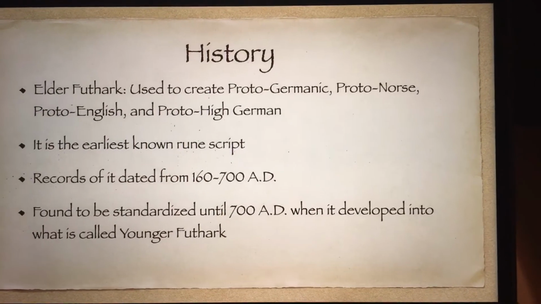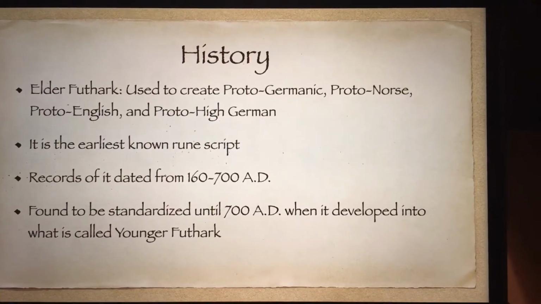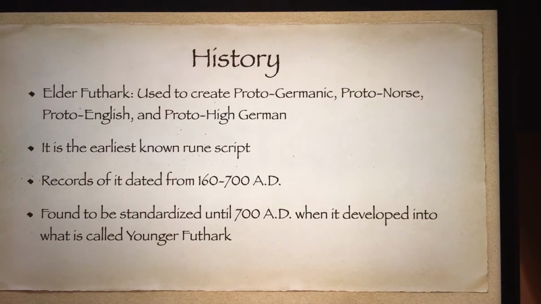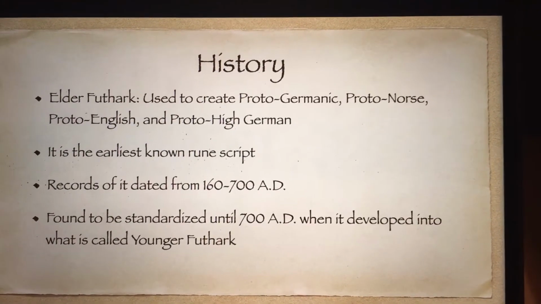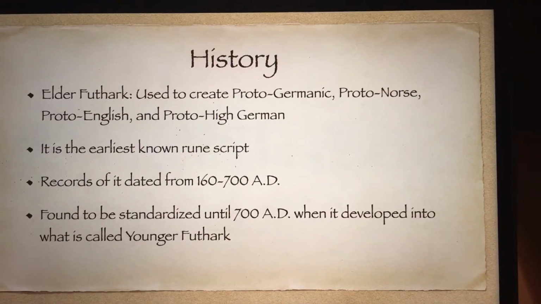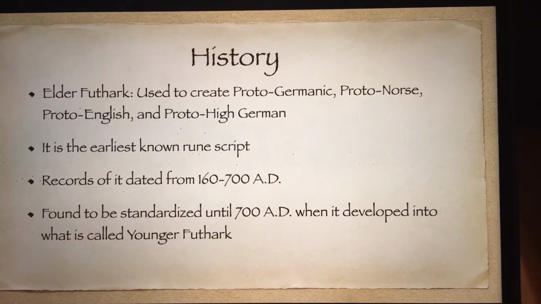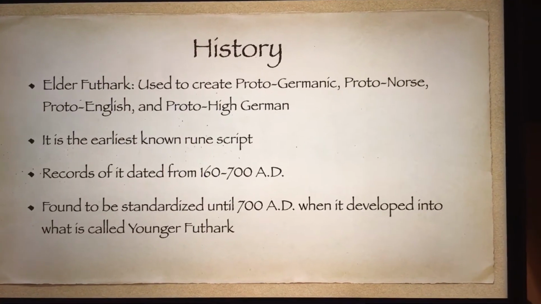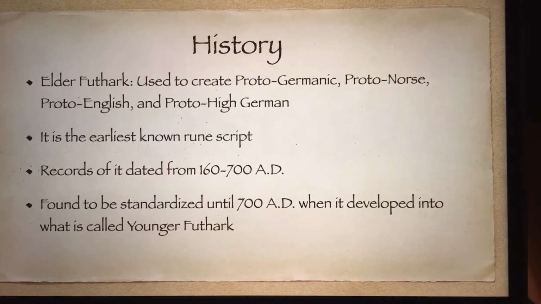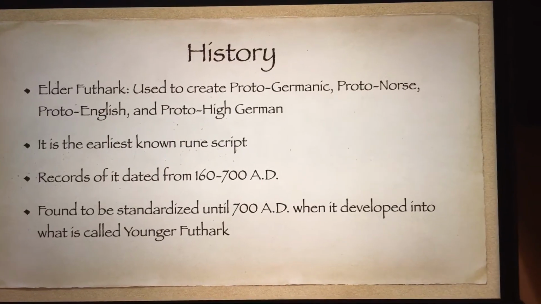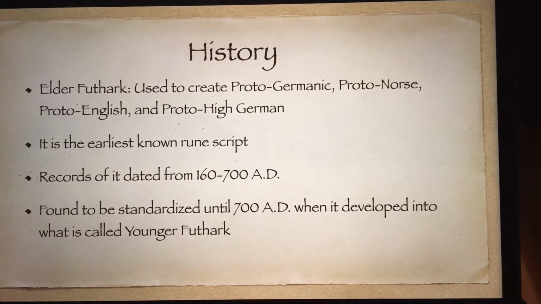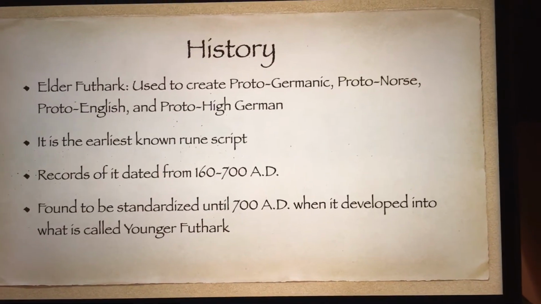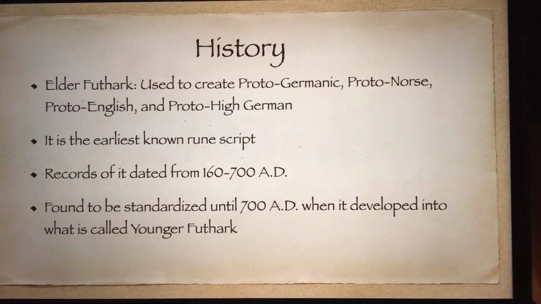So, beginning with the Elder Futhark, we learned that it is used to create Proto-Germanic, Proto-Norse, Proto-English, and even Proto-High German. It is the earliest known rune script since many of the Germanic tribes and communities use vocal speech. It is harder to find their written languages. Records of it date from 160 to 700 AD and is found to be pretty standardized until 700 AD when it developed into what is now called Younger Futhark.